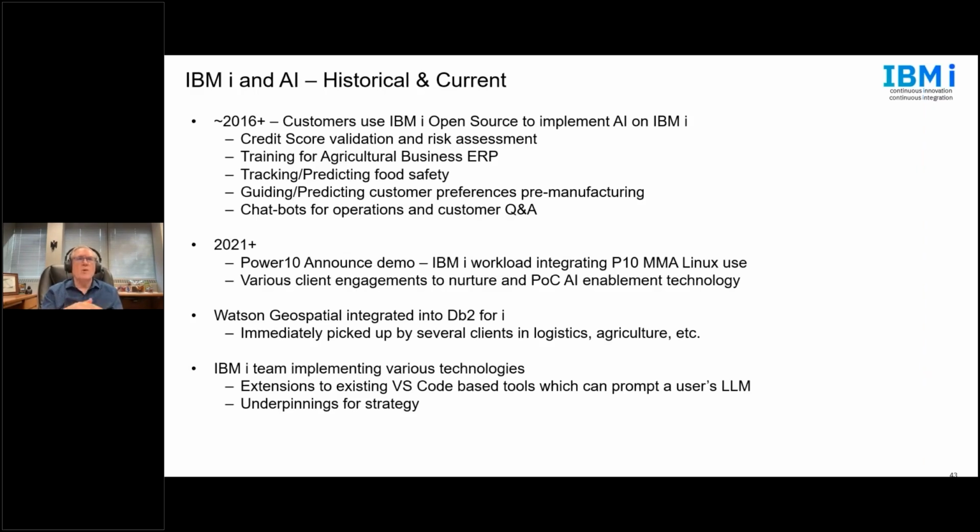some time. Way back in 2016, we had the beginning of our customer stories that were based on IBMi clients using open source and traditional RPG to do AI in IBMi. So we did credit score validation, we trained things, we tracked things for food safety, we predicted customer preferences and found customer preferences and did pre-manufacturing processes. We had chatbots created, all of that stuff.